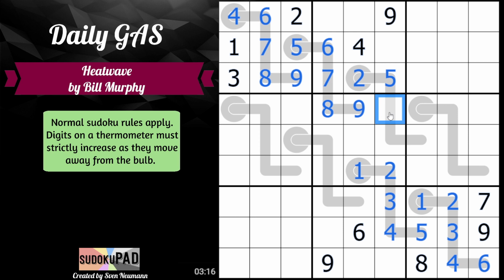This is the same thing. So this can't be 7 because if that was 7, then that would be 8. So it must be 6. Again, this can't be 8, so this is 7. And then 8 or 9, it can't be 8, so it must be 9.